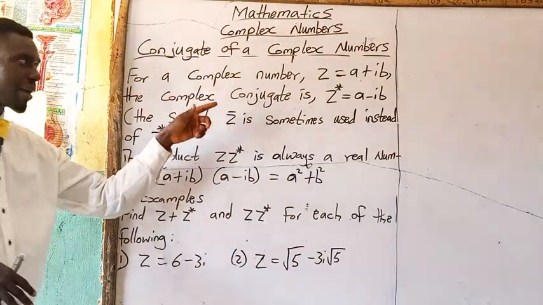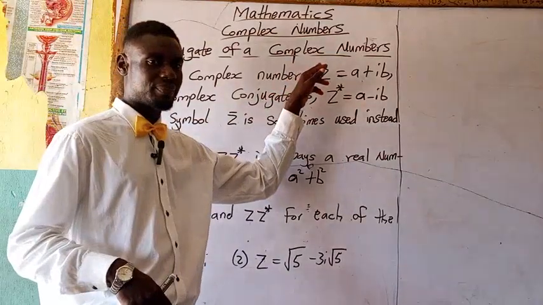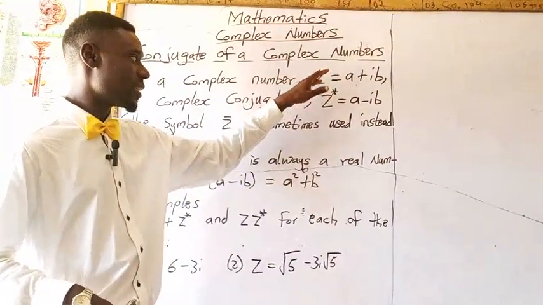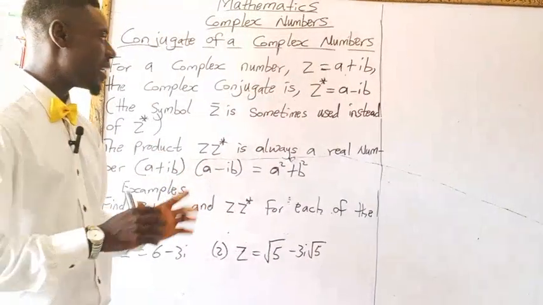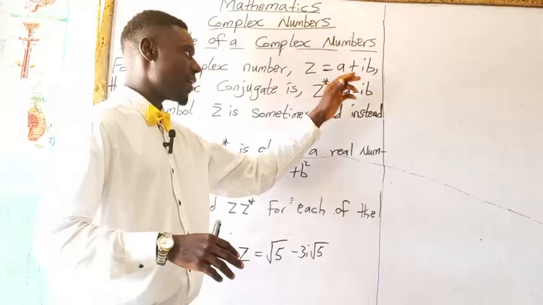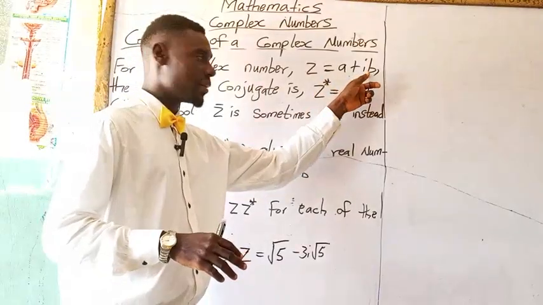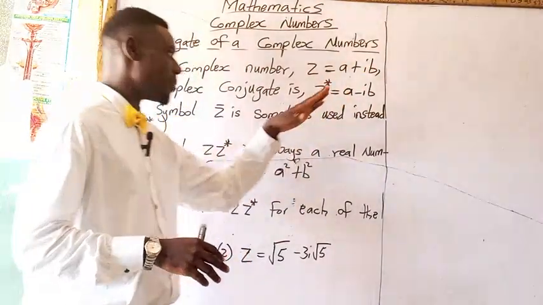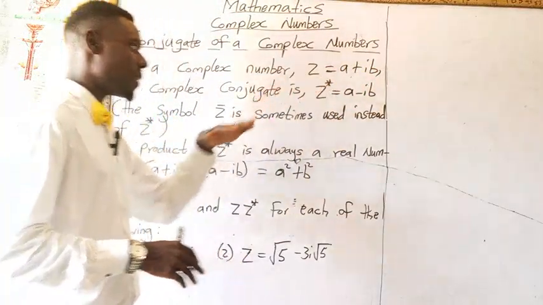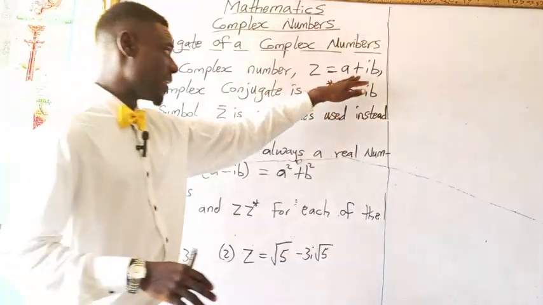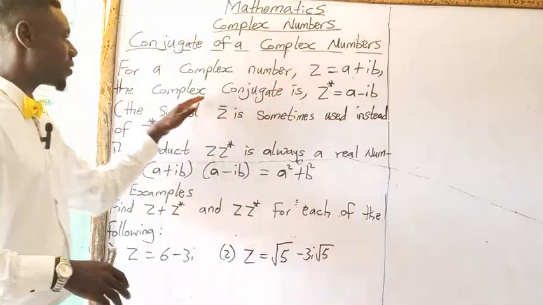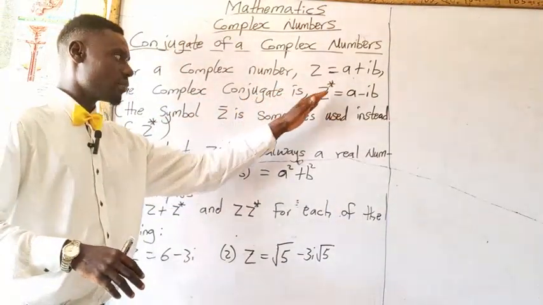For a complex number, Z. Now, this is the sign for Z. This is a sign, just like a symbol used for a complex number. A complex number is a case whereby a real number and an imaginary number are combined. This i here is an imaginary number. So this is the format of a complex number. A complex number must always be like this format. Now, the complex number conjugate is this.